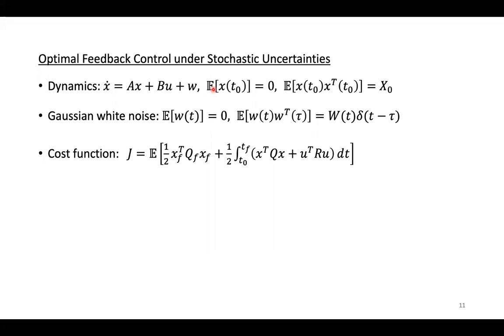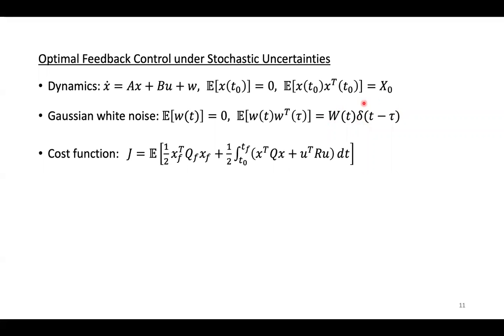In this case, you can take the expectation of x at t naught equal to 0, and the covariance is, let's say, cap X naught. And you assume this noise to be Gaussian white noise, which means the expectation of W is 0, and you assume that the noise is uncorrelated over time between any two times, which means you can explain that in this fashion, where the expectation of W at t times W transpose at tau is equal to some matrix, which is a function of time.